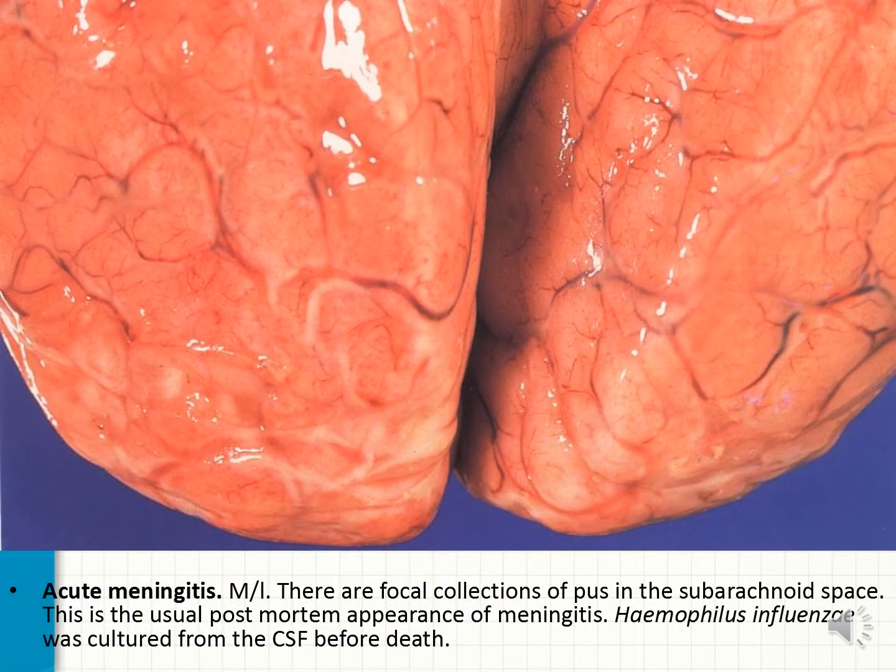Here you see the gross specimens of brain in case of acute meningitis. There are focal collections of pus in the subarachnoid space. This is the usual postmortem appearance of meningitis. Haemophilus influenzae was cultured from this patient before the death.